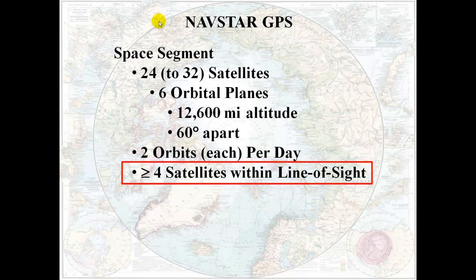Okay, Navstar, that's the United States one. Again, 24 to 32 satellites, 6 orbital planes, 12,000 mile altitude. And the key to this is at least 4 satellites are within line of sight of any given point at any time, unless you're in a canyon or under trees or indoors. So you should be able to precisely locate your position on the surface of the Earth.